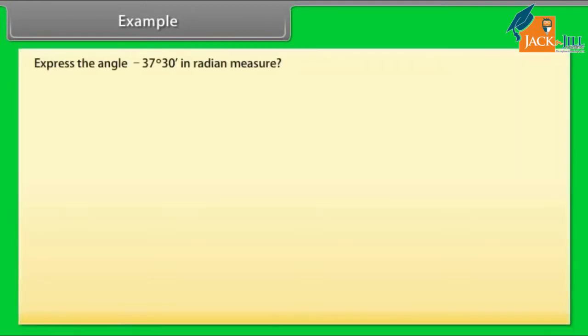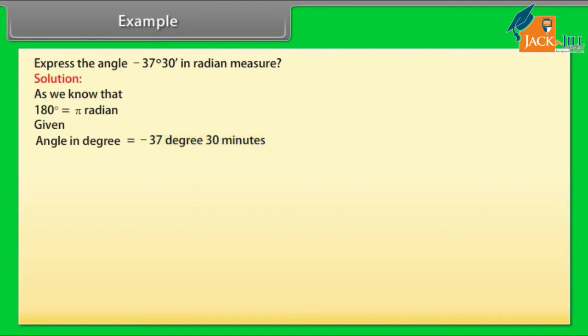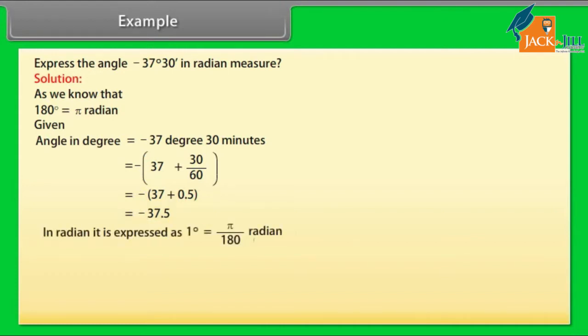Example. Express the angle minus 37 degree 30 minutes in radian measure. Solution. As we know that 180 degree is equal to pi radian. Given angle in degree is minus 37 degree 30 minutes, which is equal to minus of 37 plus 30 by 60, which is equal to minus of 37 plus 0.5, which is equal to minus 37.5. In radian, it is expressed as 1 degree is equal to pi by 180 radian. Minus 37.5 degree is equal to minus pi by 180 into 37.5 radian, which is equal to minus pi by 24 radian.